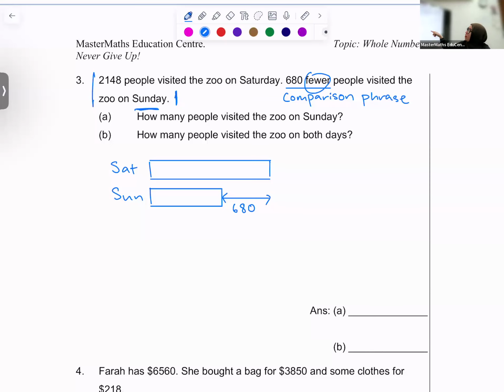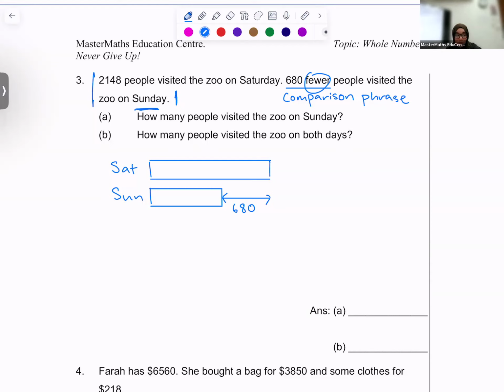Is there any other information that the question has given us already? Are there any other numbers that the question has given us? There are two numbers, right? So we wrote one of the numbers already, 680. What is the other number?